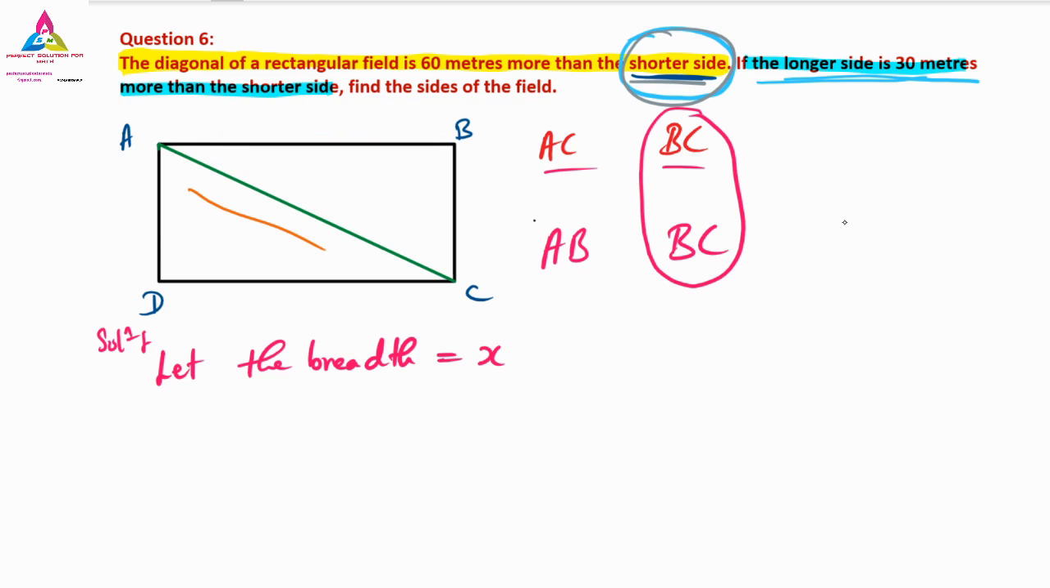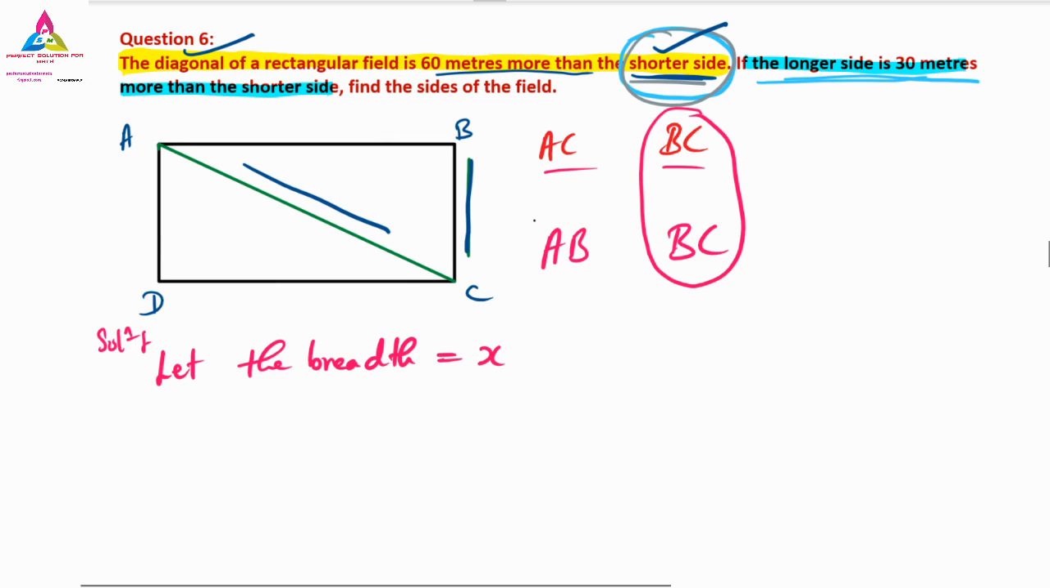In the statement, the breadth is compared first with the diagonal: the diagonal is 60 meters more than the shorter side. The second time, the longer side is 30 meters more than the shorter side. See here, the shorter side is taken twice. So we have to consider BC as x. If you have a doubt, ask me, because it is very important.